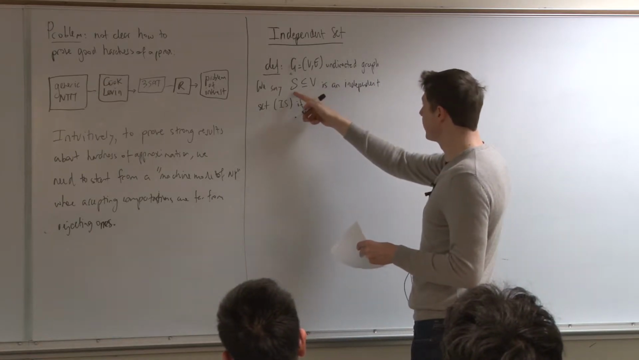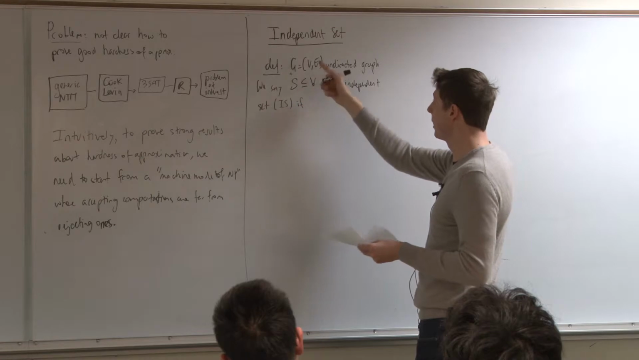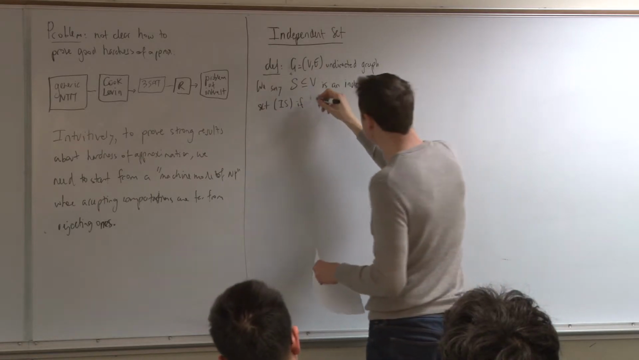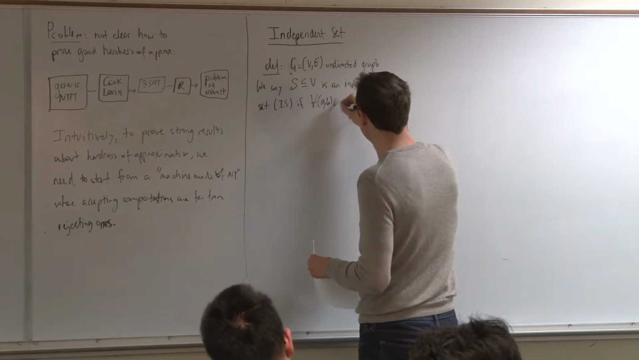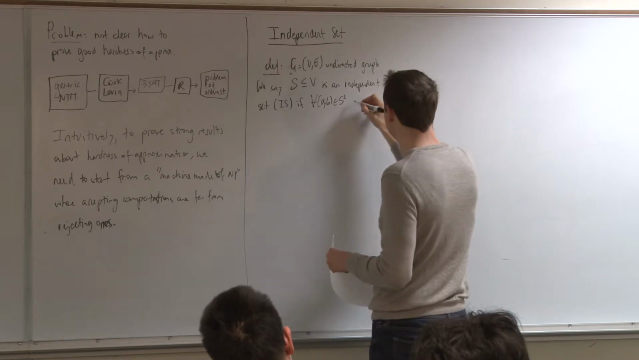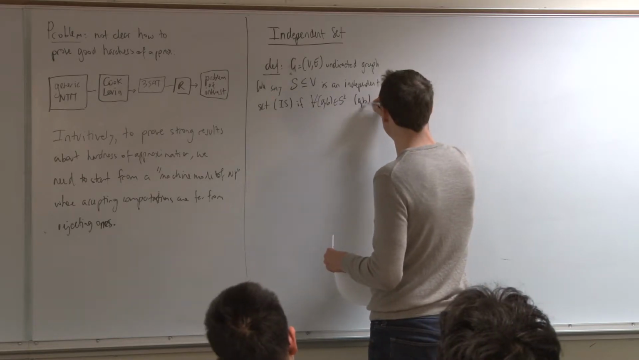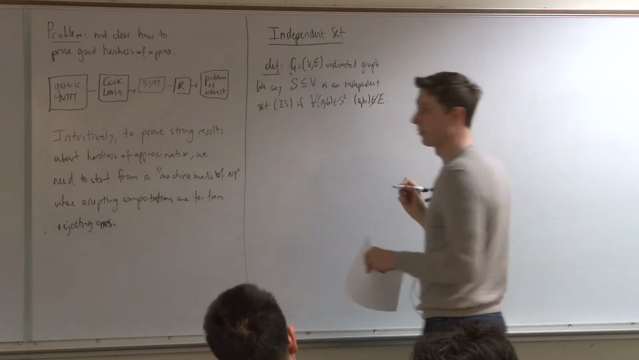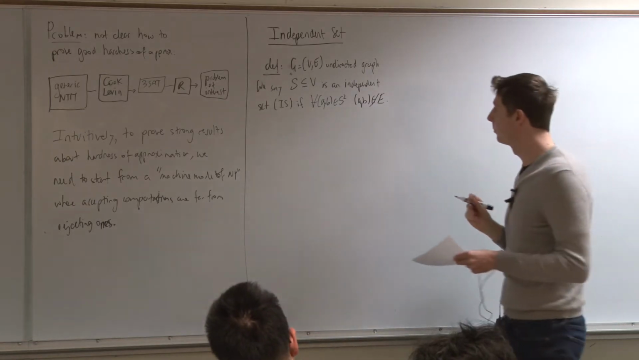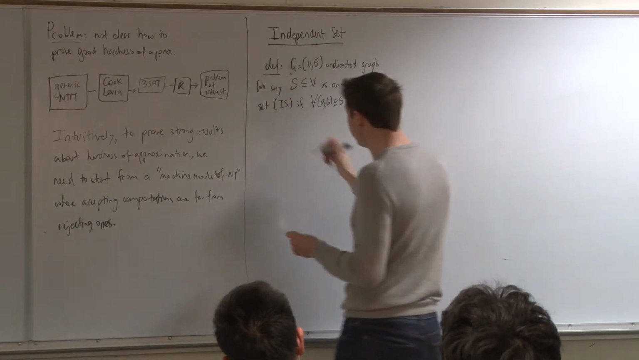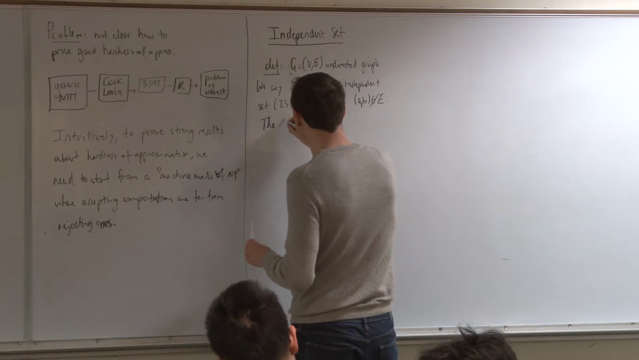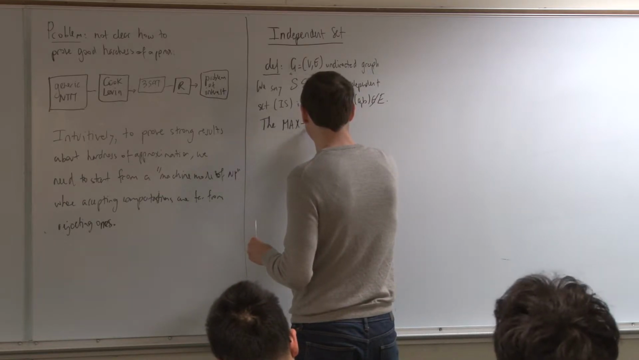I pick any two things inside here, and I don't get an edge, right? So one way to say it is that if you look at every A and B in the Cartesian product S squared, we have that AB is not in E. Okay, that's an independent set. And the optimization problem that we're interested in is the max independent set.